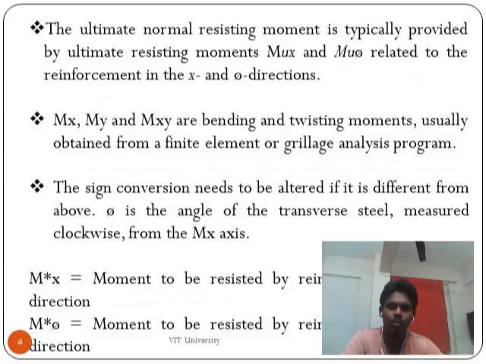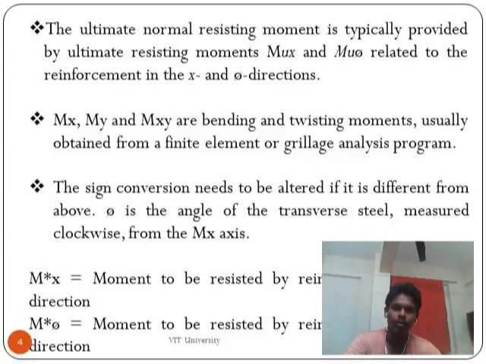Whereas the ultimate normal resistance moment is typically provided by the ultimate moment resistance related to the reinforcement in the x and y or x and phi directions, that is Mux and Muphi. Here Mx, My and Mxy are bending and twisting moments, where Mxy is the twisting moment usually obtained from the finite element or by using a Grillage analysis program. The sign convention needs to be altered if different from above. Phi is the angle of transverse steel measured in clockwise direction.